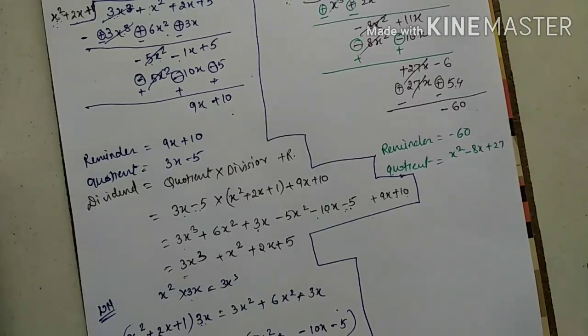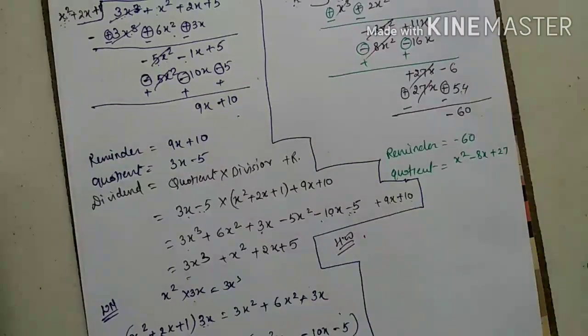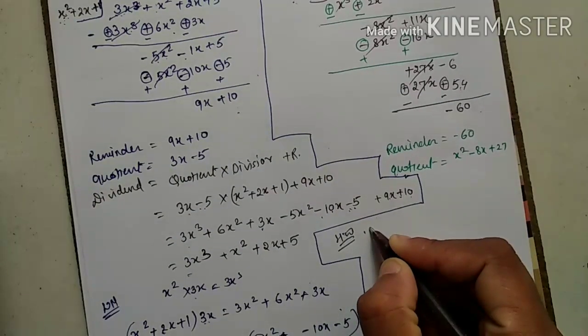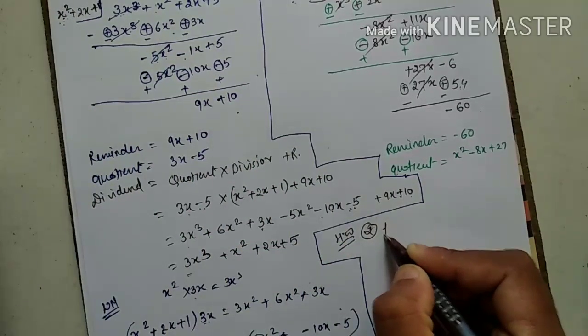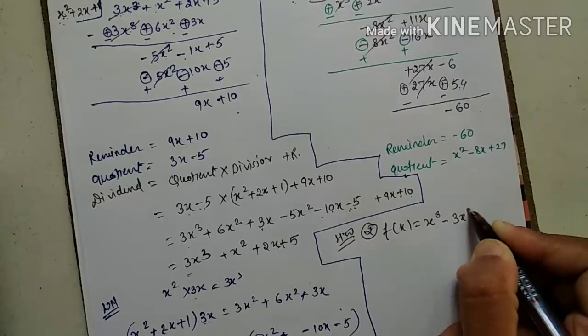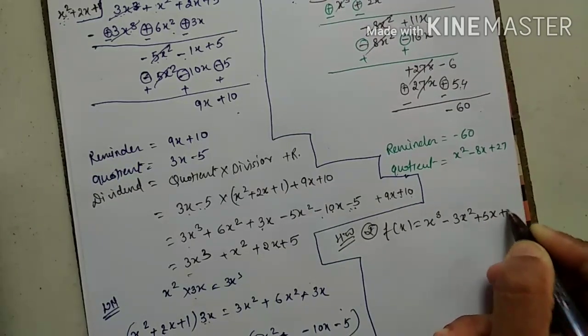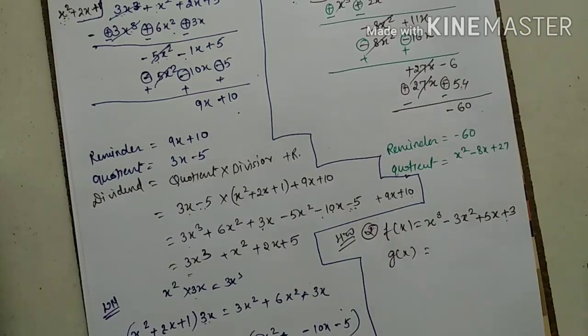I am giving you 1 and 2 question for the homework. You have to try. I am writing here homework question. Try it. Homework for this same process. First question is, it means first I have done now. So second one I am giving you f(x) equals to x cube minus 3x square plus 5x plus 3. So this is your dividend. g(x) is your divisor. So x square minus 2.